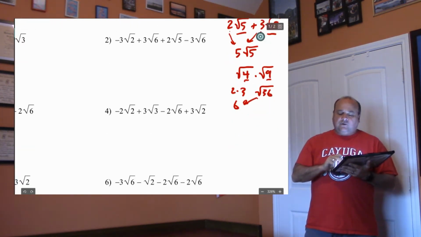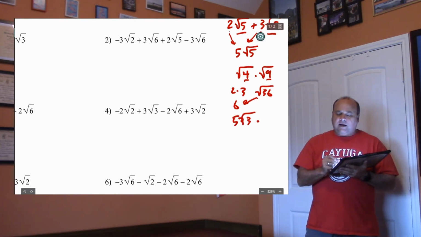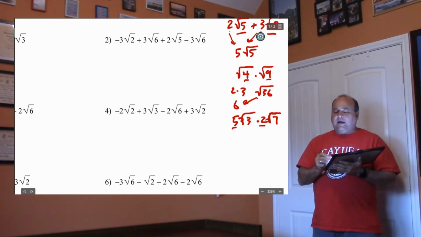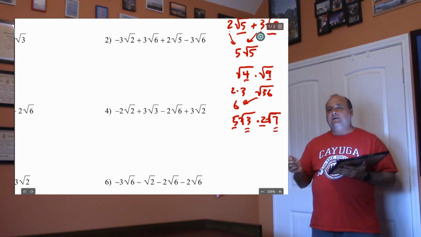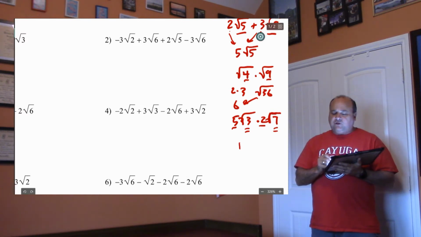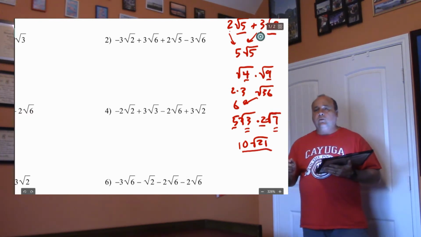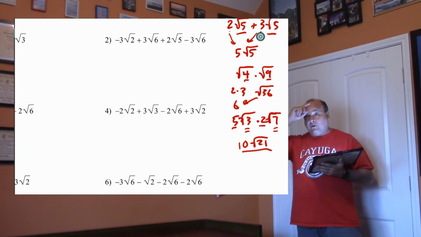And lastly, let's do 5 square root of 3 times 2 square root of 7. On this problem, I'm going to multiply the outside numbers and I'm going to multiply the inside numbers. So 5 times 2 is 10 and 3 times 7 is 21. So this would turn into 10 square root of 21. It would be the same as the other part.